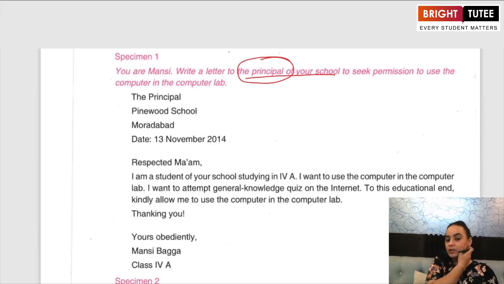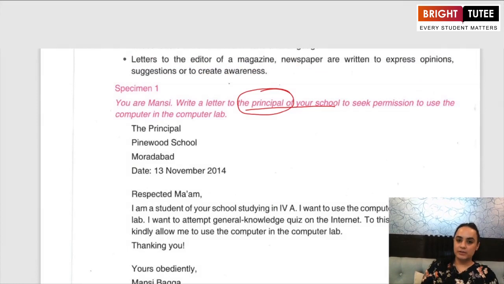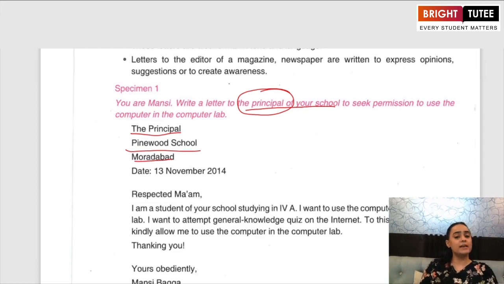As you can see in your books, you write the address of the receiver. You're writing it to the principal, Pinewood School, Moradabad. So you've written the complete address to whom you're writing the letter. Now this address was nowhere supplied in the question. You've created this address on your own. So be smart and wise enough to create one when such a question arises.